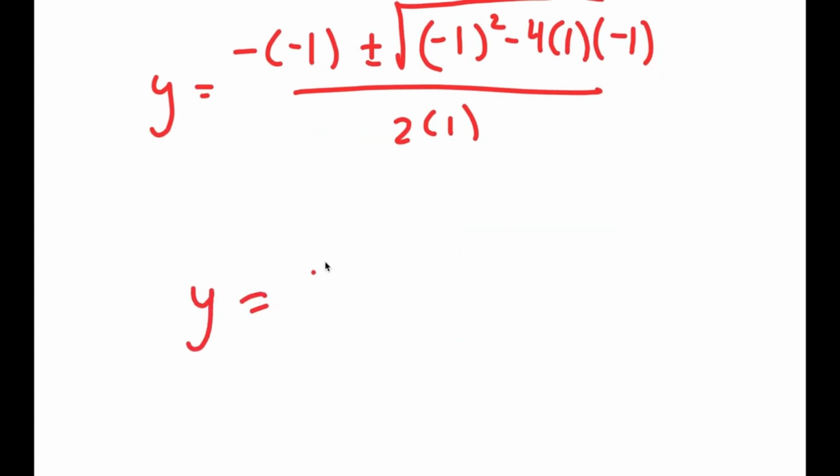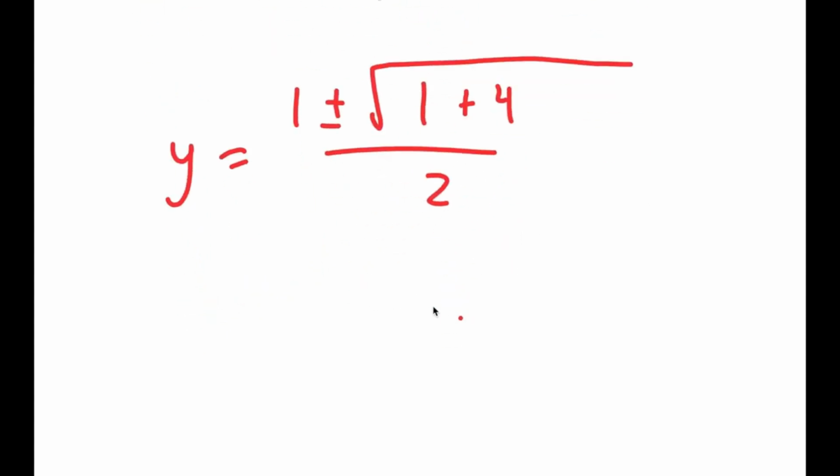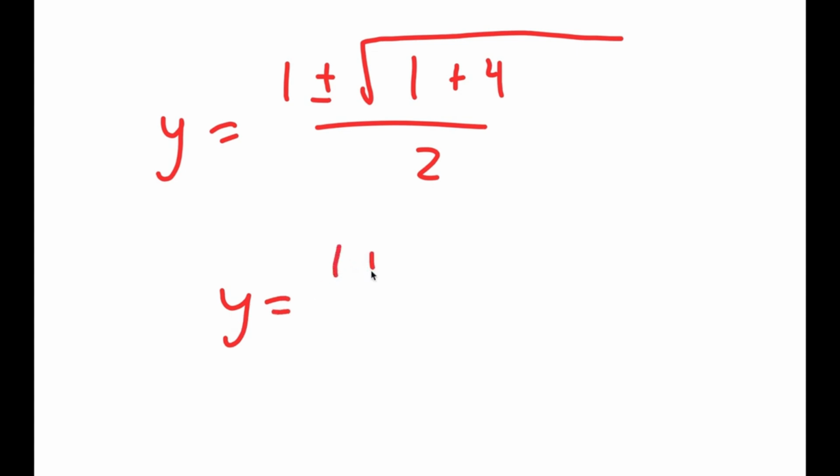And now this is equal to 1 plus or minus the square root of 1 plus 4 over 2, which is equal to 1 plus or minus the square root of 5 over 2.